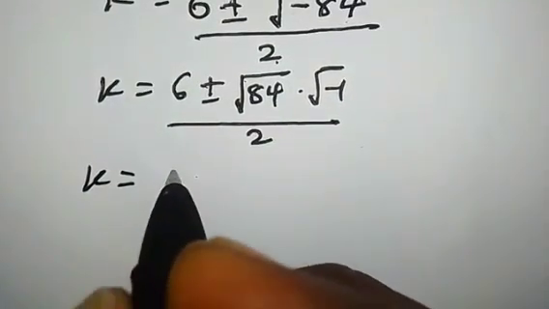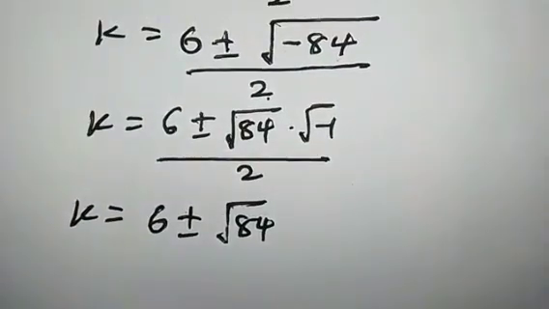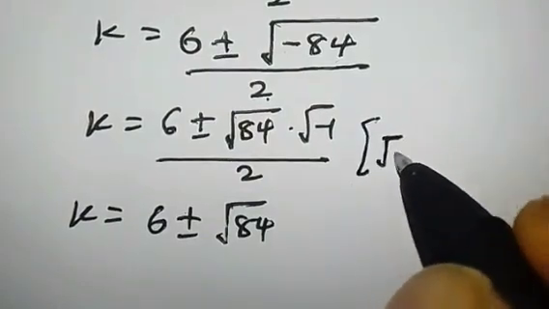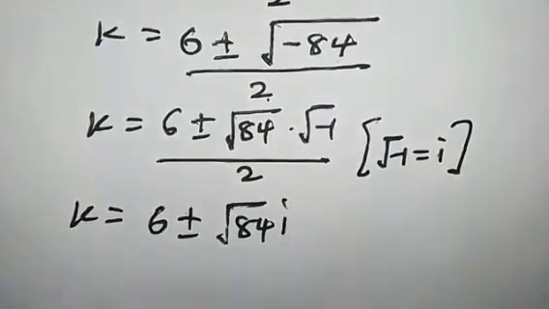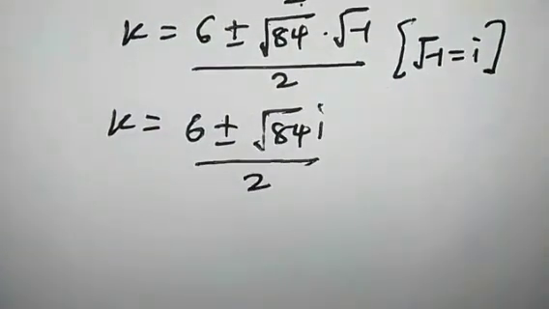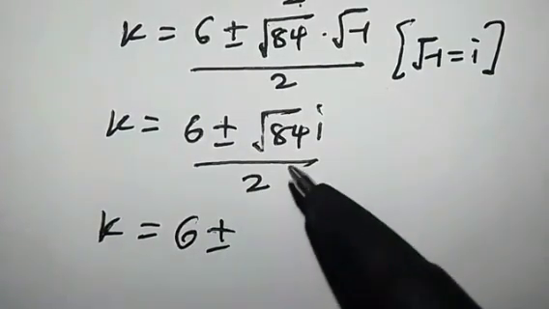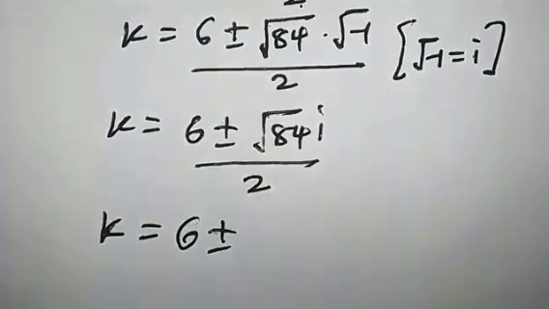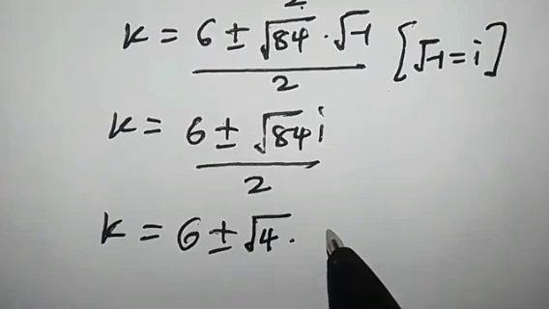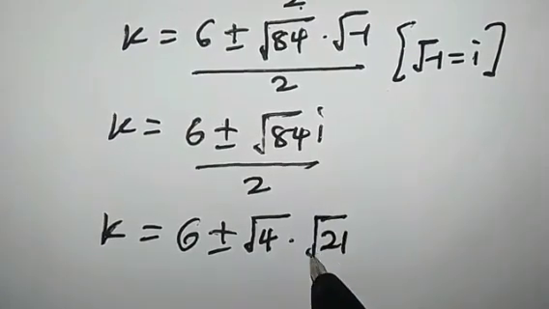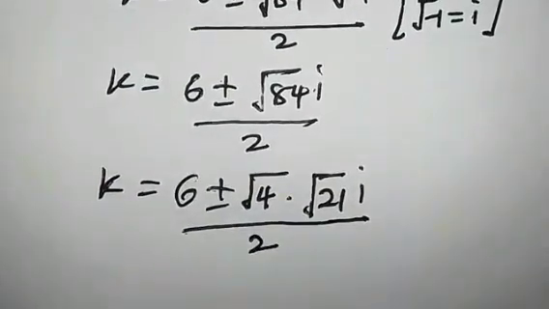K equals 6 plus or minus the square root of 84, but we know that from complex numbers, the square root of minus 1 is simply i. So you just have to replace this with i, divided by 2. K equals 6 plus or minus. I can actually simplify the square root of 84 further. We can write it as the square root of 4 times the square root of 21 times this i, divided by 2.